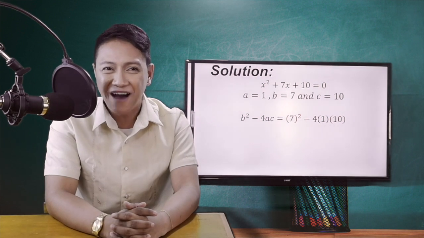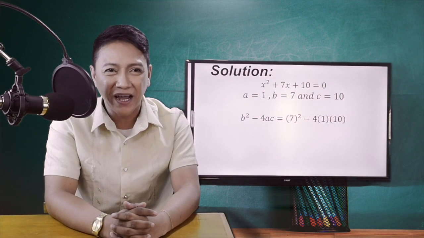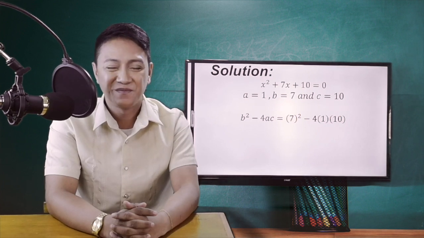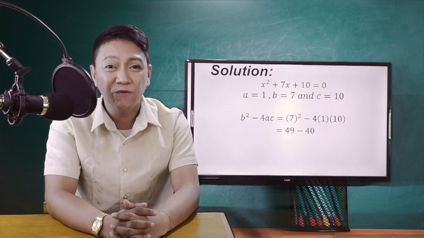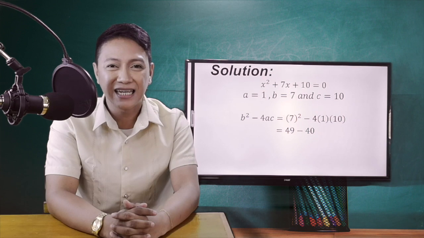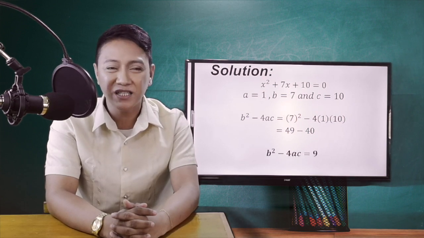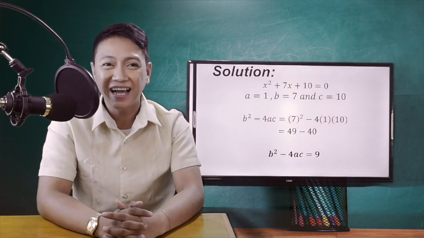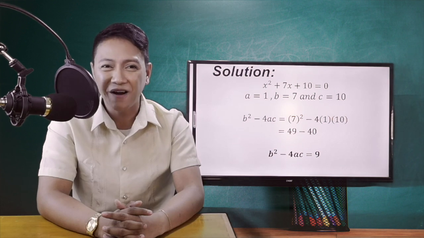So, we have the square of 7 minus 4 times 1 times 10. The square of 7 is 49. The product of 4, 1, and 10 is 40. Then, 49 minus 40 is 9. Since the discriminant of the quadratic equation x squared plus 7x is equal to negative 10 is 9 and is a perfect square, therefore, the roots are rational but not equal.